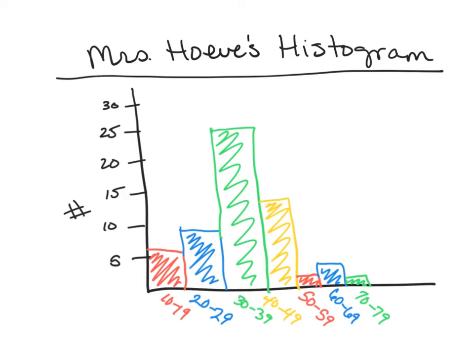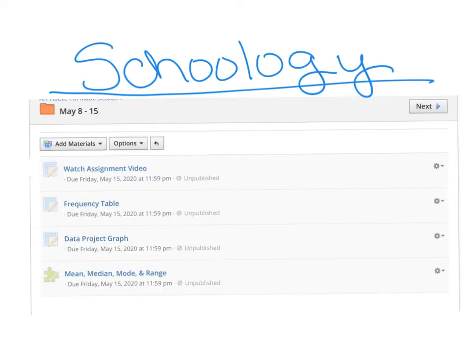Once you're done with both your frequency table and your graph, whatever graph you decide to do, you're going to turn it into Schoology. Here is a picture of what Schoology is going to look like. You're going to look for the May 8th through 15th folder. It's going to be at the top. Inside, you're going to have 4 things. The first thing you're going to do is watch this video. Nothing to turn in, just watch the video.